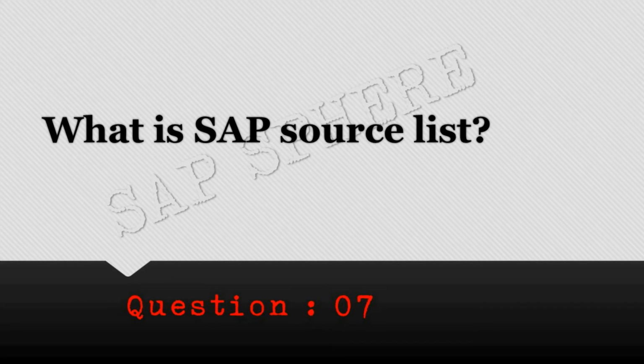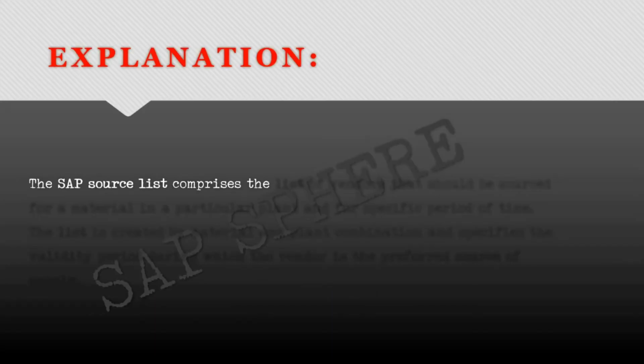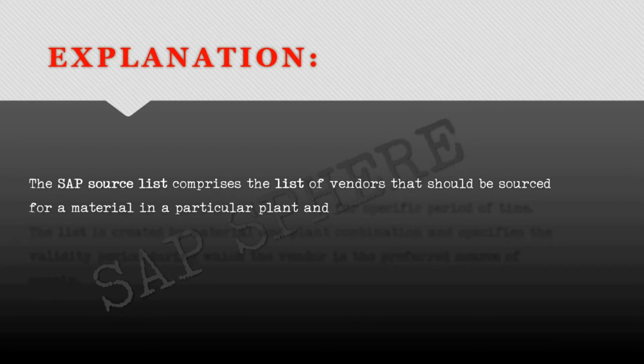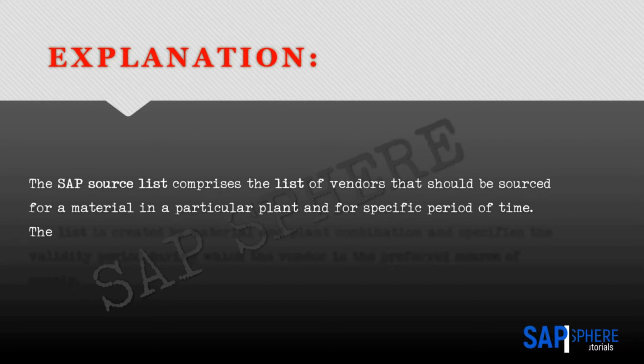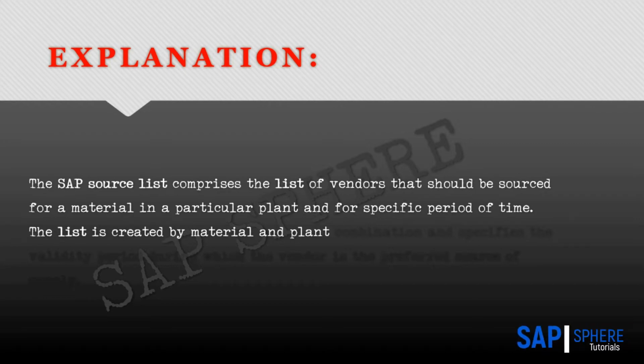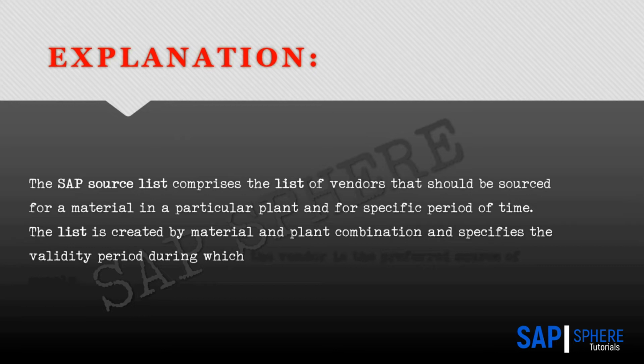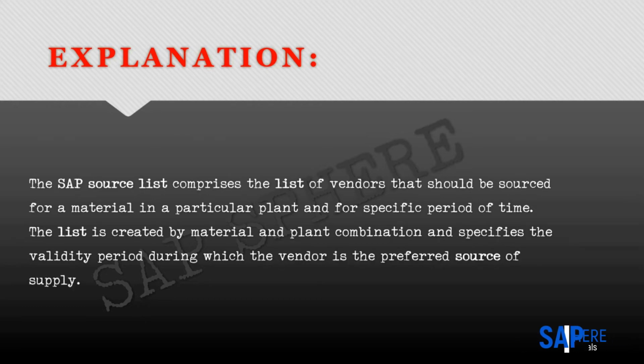What is SAP source list? The SAP source list comprises the list of vendors that should be sourced for a material in a particular plant and for a specific period of time. The list is created by material and plant combination and specifies the validity period during which the vendor is the preferred source of supply.